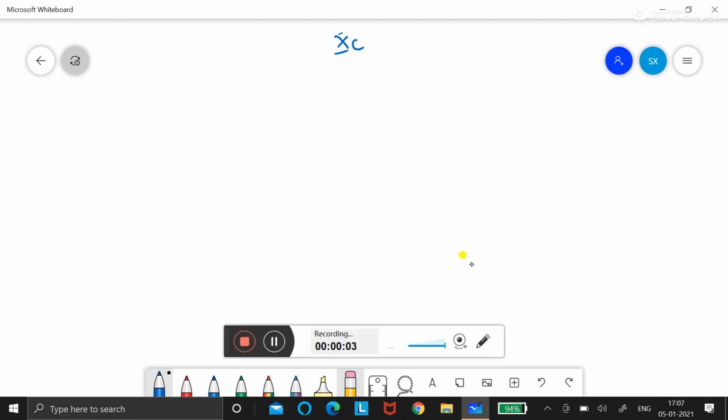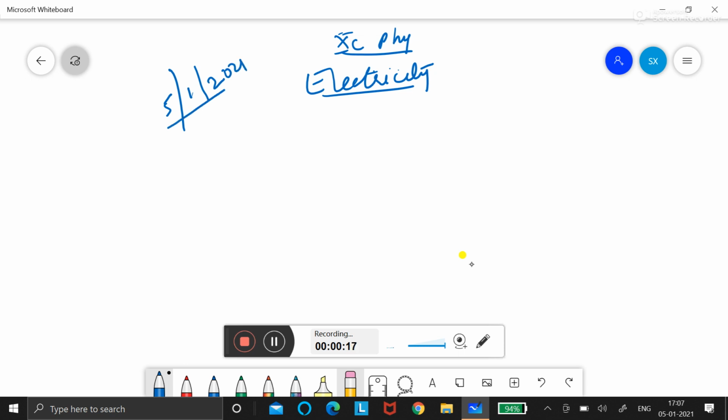NC physics. Okay, we are doing the electricity lesson. Please learn properly. 5/1/2021. Okay, what is electric power? We are going to do that today: what is electric power, how can we calculate it, and how can we do different problems based on this formula?